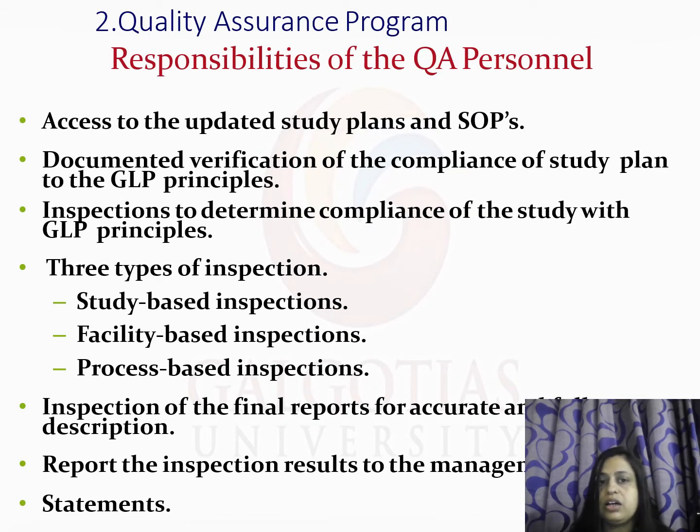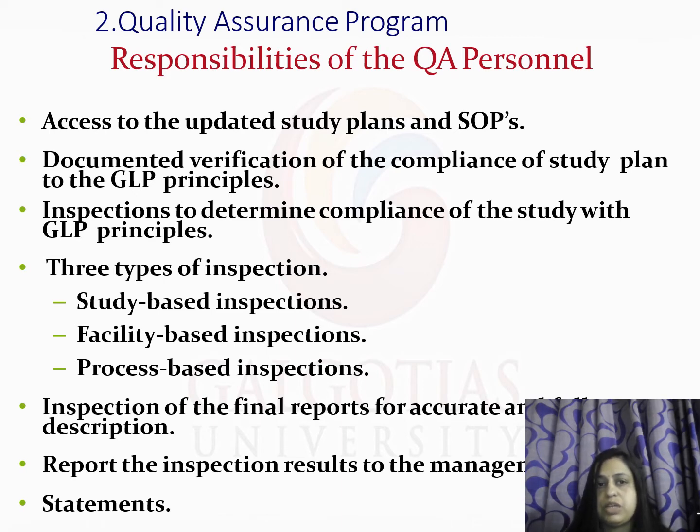Second, the quality assurance program. It requires access to the updated study plan and SOPs, documented verification of the compliance of the study plan with the GLP principles, and inspection to determine compliance of the study with GLP principles. There are three types of inspection: study-based, facility-based, and process-based. There is also inspection of the final report for accurate results, and reporting the inspection results to the manager.